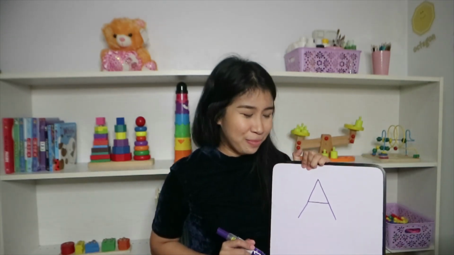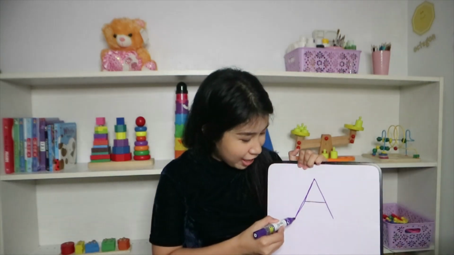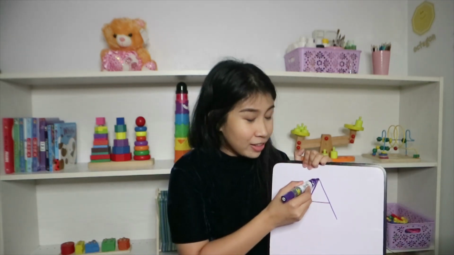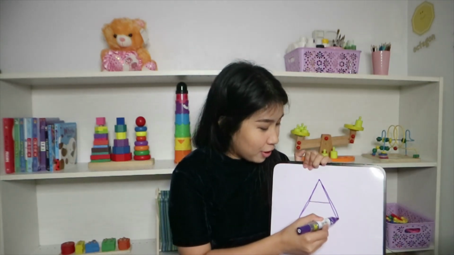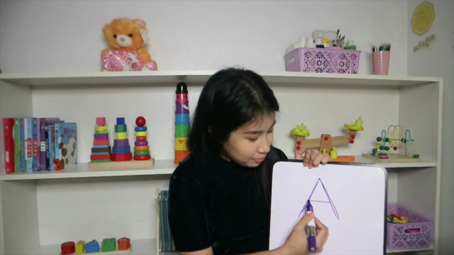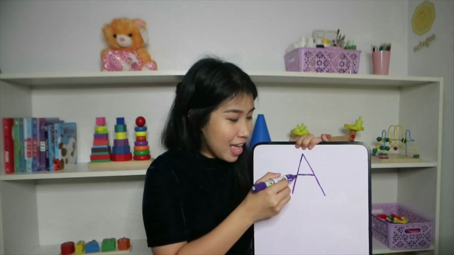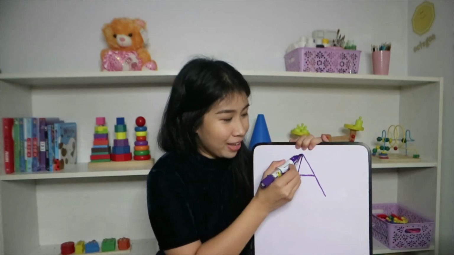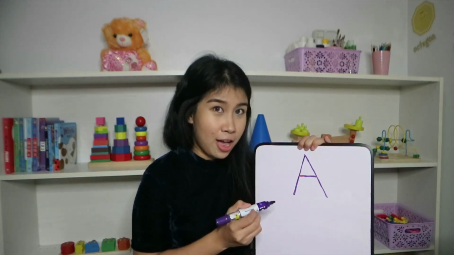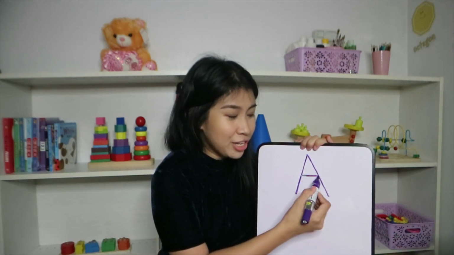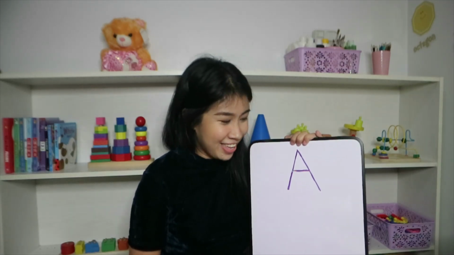Let's do it one more time. Start from the top, then slide down left. Back to the top, then slide down right. Make a bridge in the middle, and that's the Mommy A.